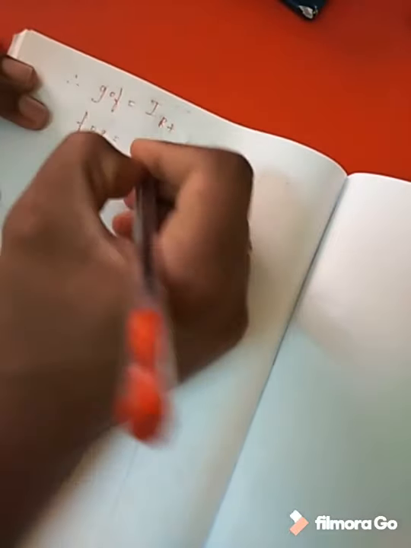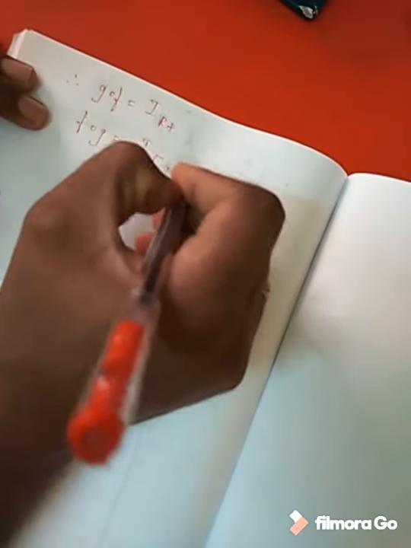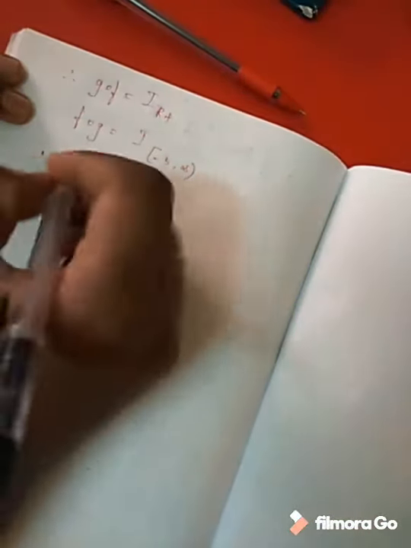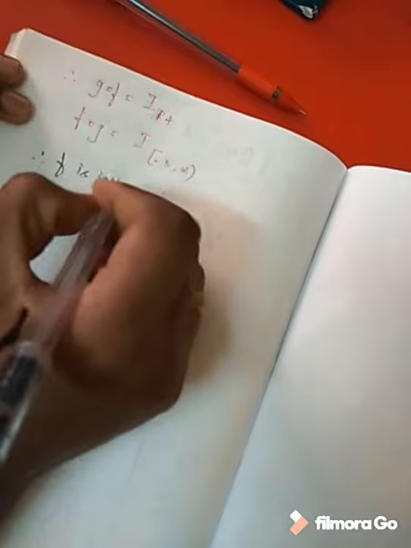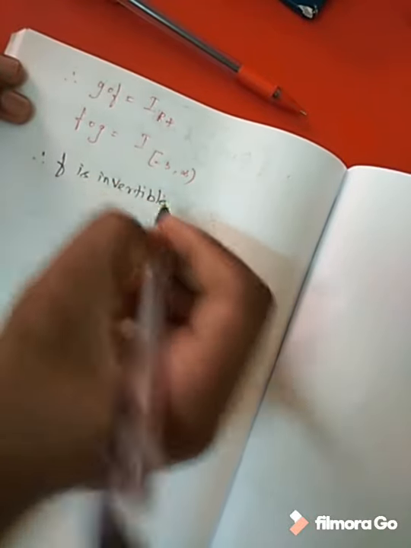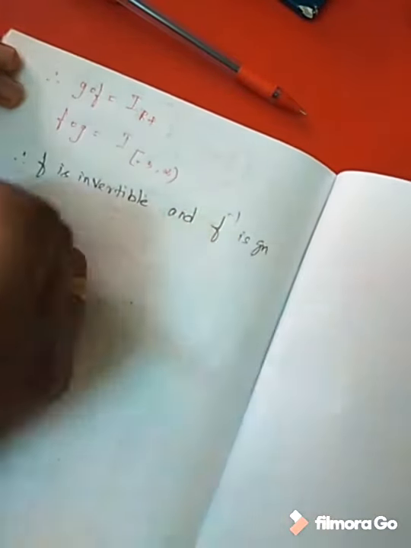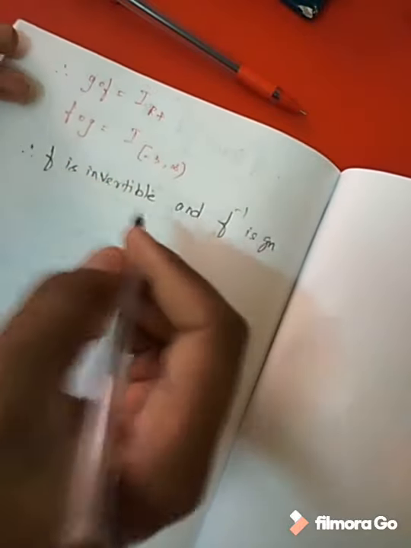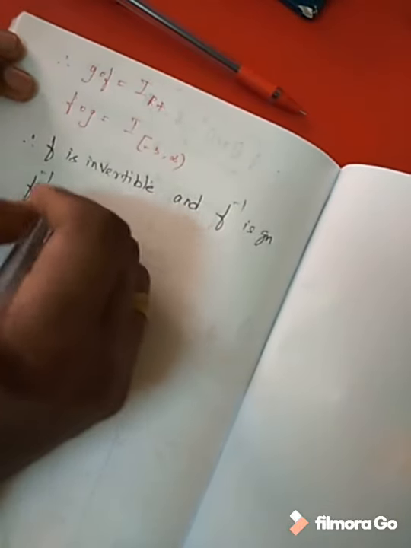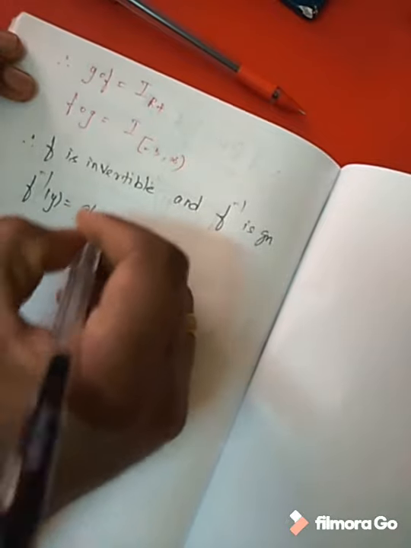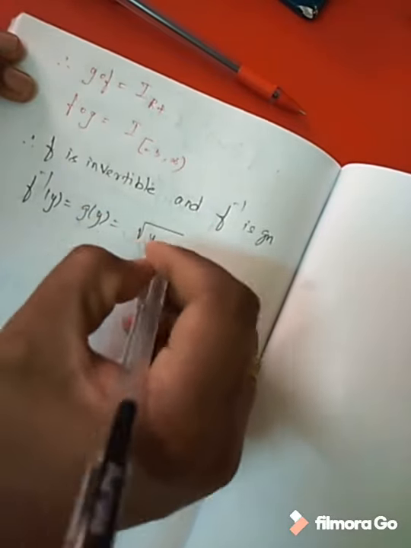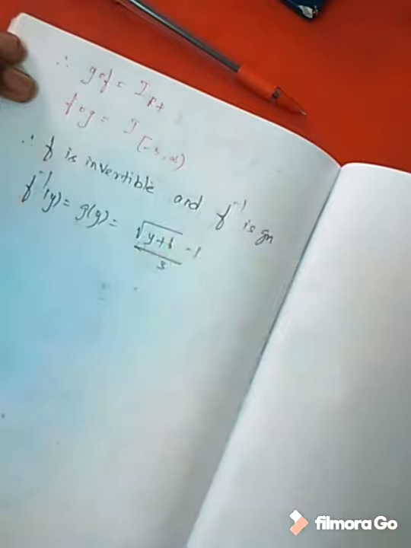Next, therefore g of f is identity on R plus, and f of g is identity on minus 5 to infinity, y we got, right? Therefore f is invertible, and the inverse f inverse is given by g of y, root over y plus 6 minus 1, whole divided by 3.